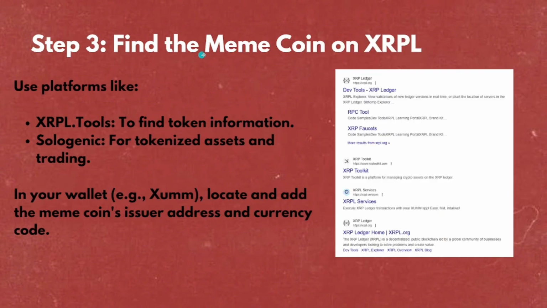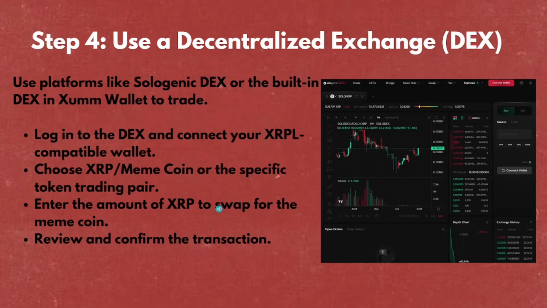Now step number 3 is to find the meme coin on XRPL. You can use platforms like XRPL tools. So to find token information, you can use Sologenic for tokenized assets and trading. You can also search on Google for XRPL tools, and these results will come up. And then in your wallet, like for example Some, locate and add the meme coin's issuer address and currency code. So you just have to fill out those.